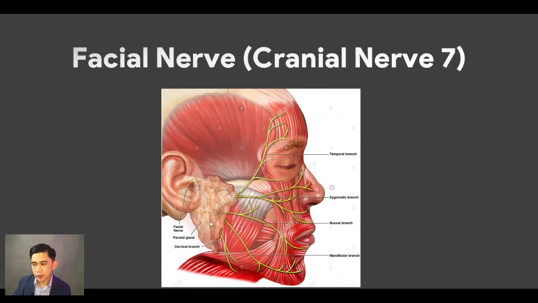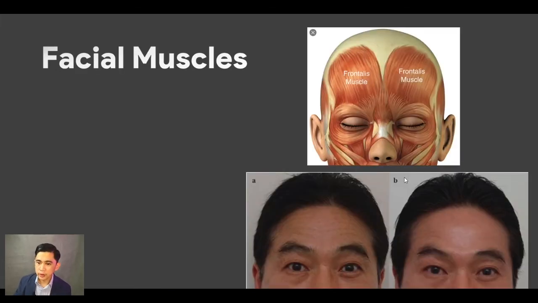The lower division, on the other hand, has three branches. The buccal branch, which usually innervates the lower cheek and also the lower lip. We also have the mandibular branch, which innervates the chin, and the cervical branch, which innervates the muscles in the neck. So these are the branches of the facial nerve. Let's go now to the individual muscles.